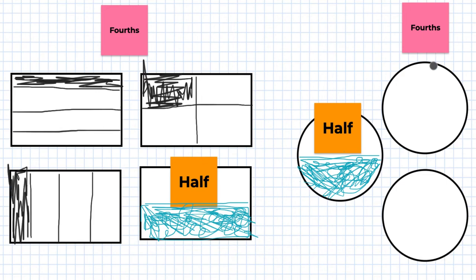Now let's take a look at how we can partition circles into fourths. So one way you can do it, just like we did with rectangles, is we can make a cross. Another way that you can partition a circle is by making an X. All right, and my X is definitely not completely equal, but you get the idea.